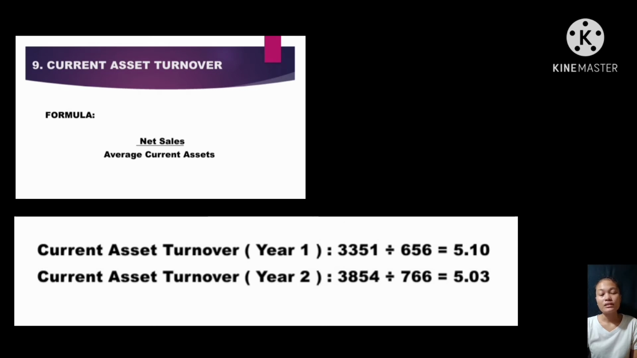This indicates a slight change in the firm's ability to generate sales through its current assets, such as cash, inventory, accounts receivable, and so on. In other words, in year 1, the firm generated 5.10 in sales for every current asset dollar. In year 2, it started generating 5.3 times as much sales as its current assets.